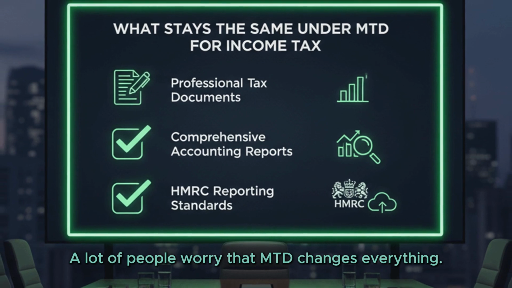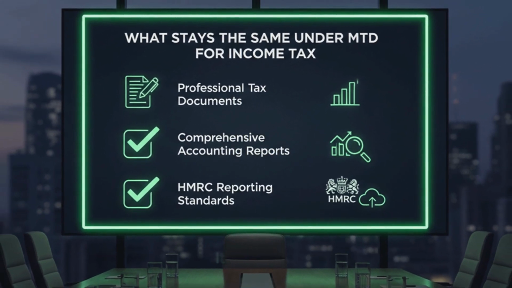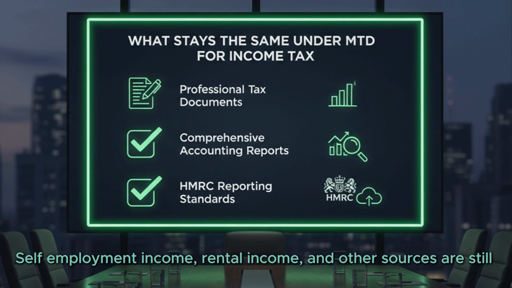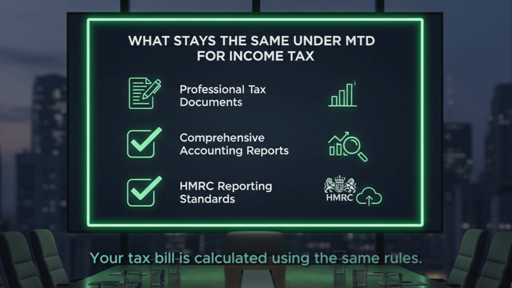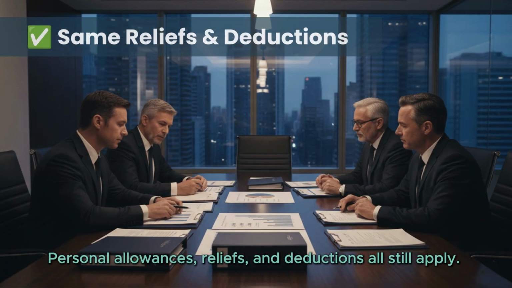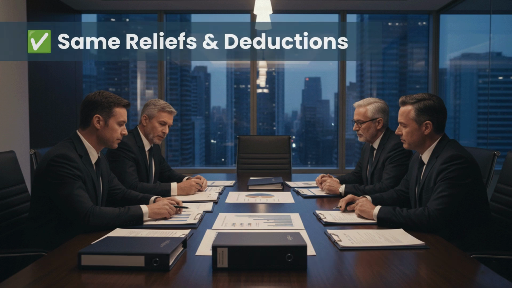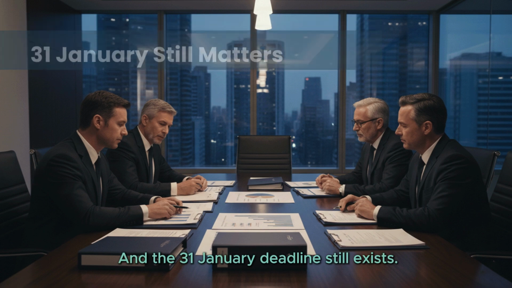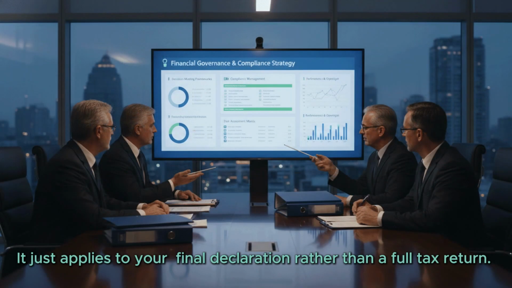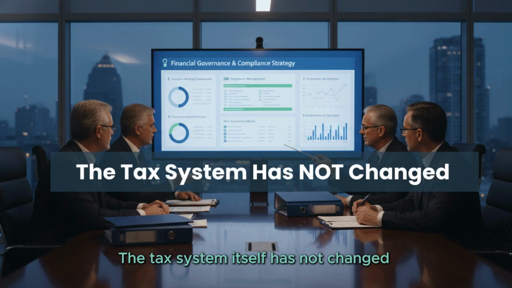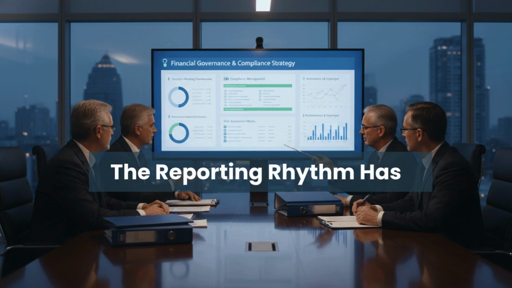A lot of people worry that MTD changes everything. It does not. The income categories are the same. Self-employment income, rental income, and other sources are still reported the same way. Your tax bill is calculated using the same rules. Personal allowances, reliefs, and deductions all still apply. HMRC is still the body you report to. And the 31st of January deadline still exists. It just applies to your final declaration rather than a full tax return. The tax system itself has not changed. The reporting rhythm has.